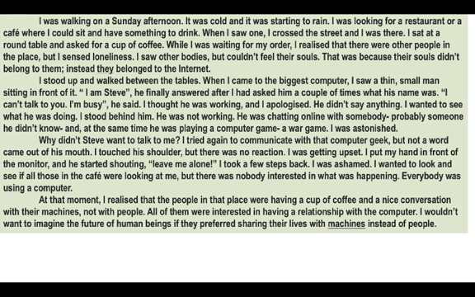Stand and stood up and walked between the tables. When I came to the biggest computer, I saw a thin, small man sitting in front of it. I'm Steve, he finally answered after I had asked him a couple of times what his name was.